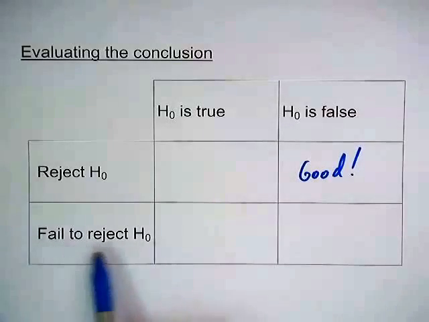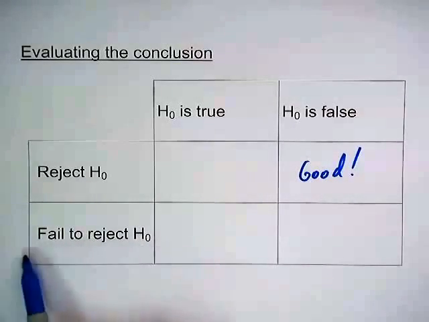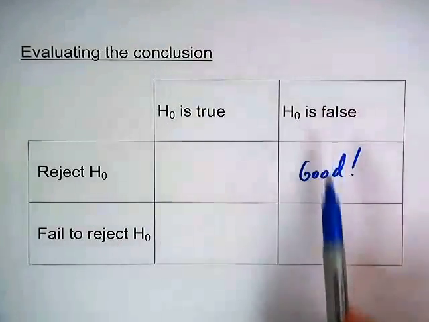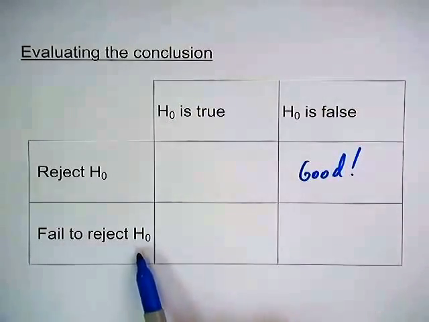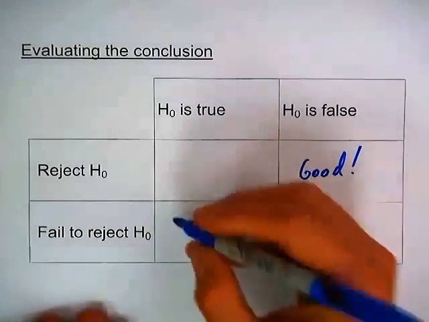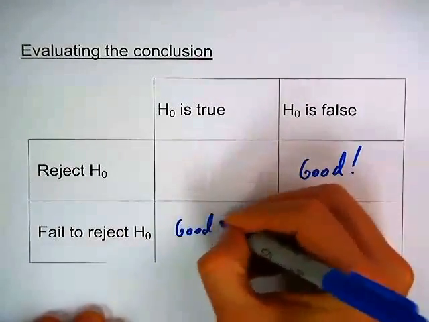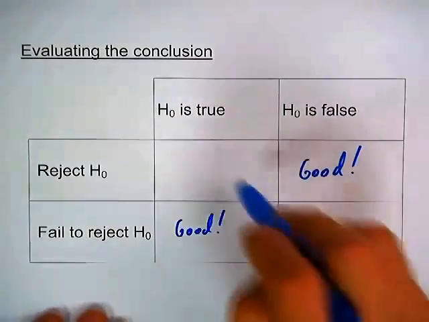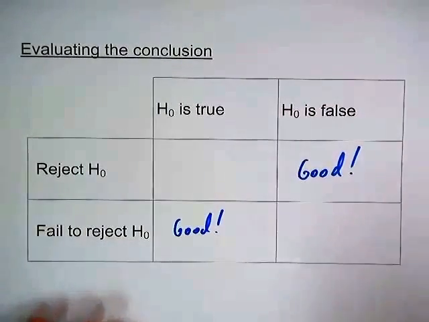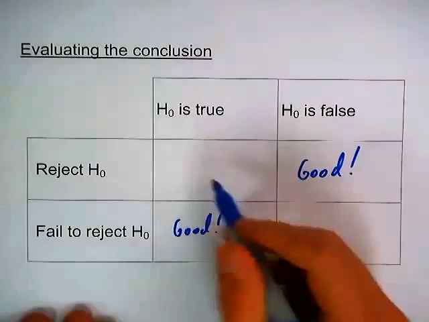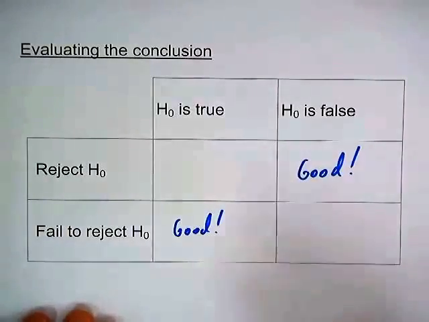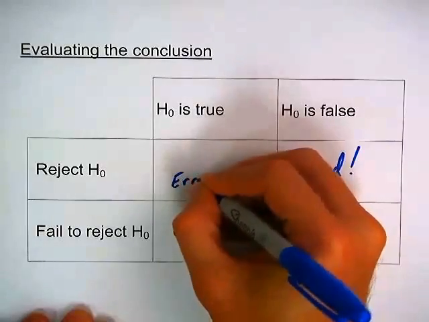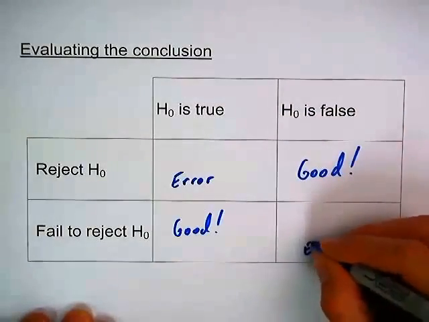Now, if we look at fail to reject the null hypothesis, do we want to fail to reject something that's true or something that's false? Well, we want to fail to reject something that's true. So this is our other good outcome here. Which makes these two conclusions errors. These are the negative evaluations. So this is an error here, and this is an error here.